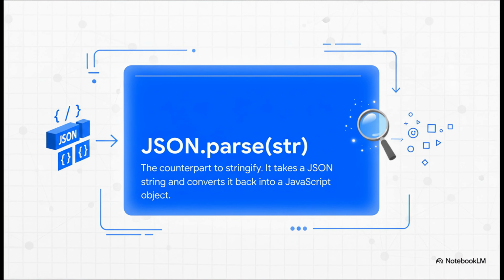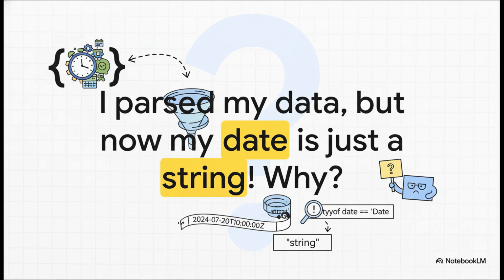JSON.parse. It's the yin to stringify's yang. It does exactly what you think it does. You hand it a valid JSON string, and it hands you back a brand new JavaScript object. It's that simple. Super direct, super useful. But wait, there's one more little gotcha you need to watch out for.